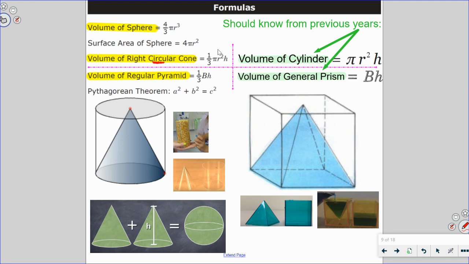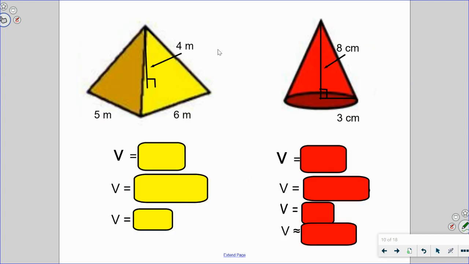On the other hand, one's got a circle, so you're going to see a pi in it. The other is a pyramid. It has edges, no curves, so there will be no pi involved. Now let's see if we can use that information to do 2 examples before we start our homework.